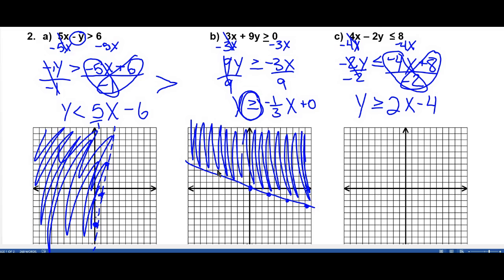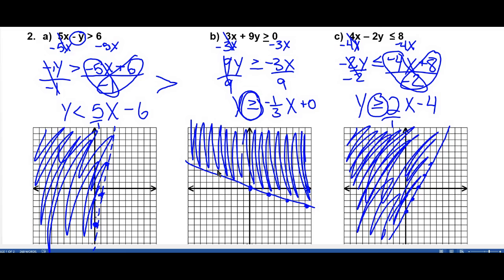Your y-intercept is -4. Start there. Your slope, 2 over 1. Up 2 over 1. Up 2 over 1. Get the idea. Greater than or equal to tells us a solid line. And we shade above. All right.